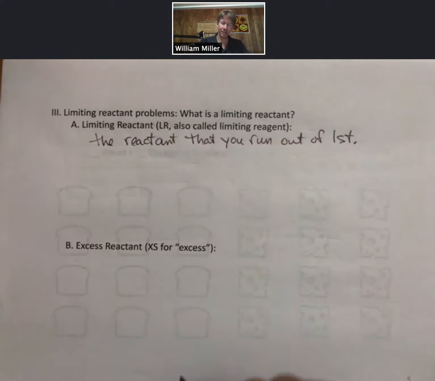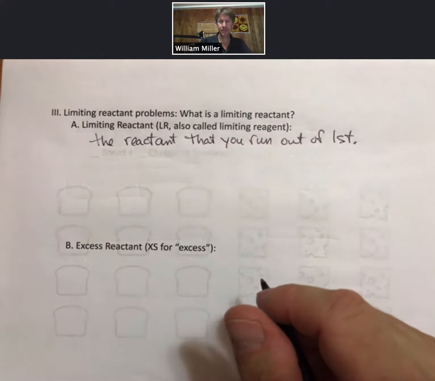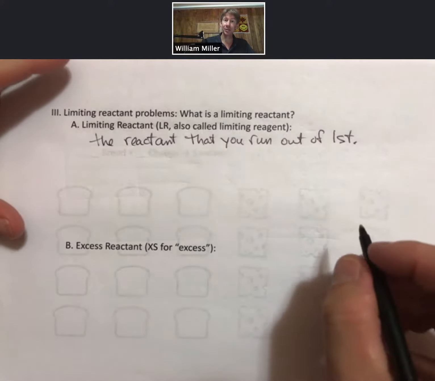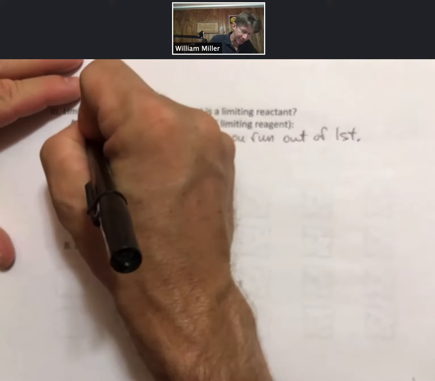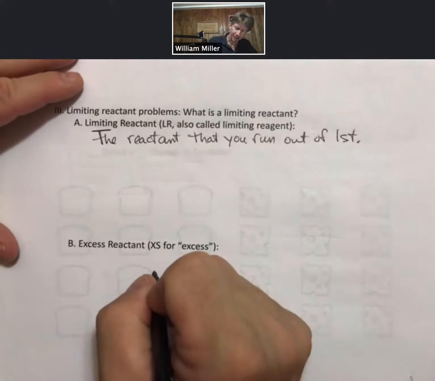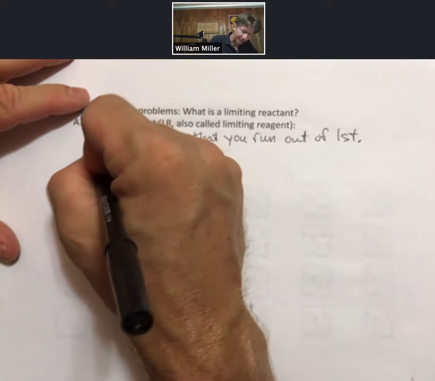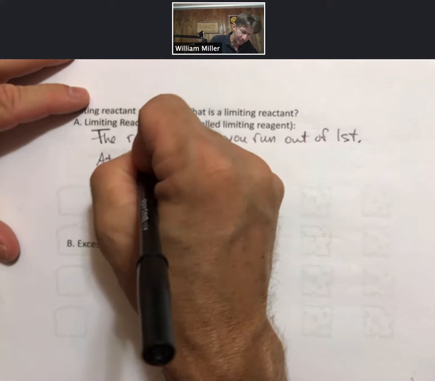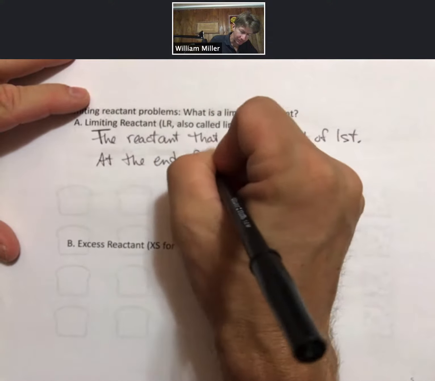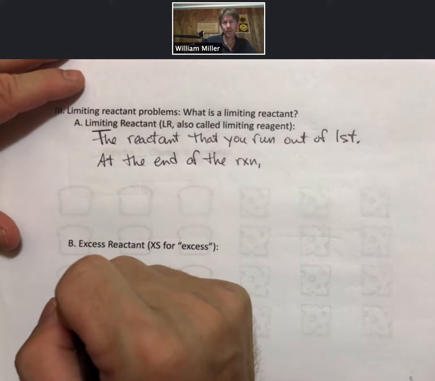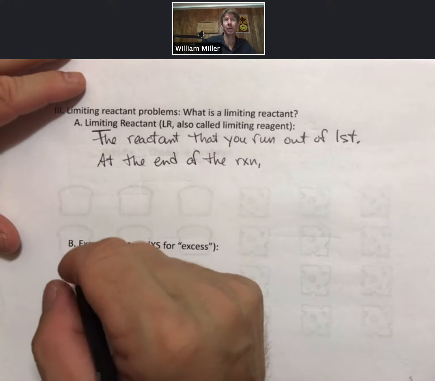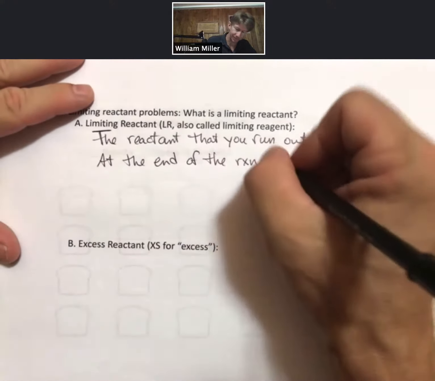It is the reactant that you run out of first, and at the end of the reaction there is 0 left over. I guess that should be a capital T. So at the end of the reaction, there is 0 left over of the limiting reactant.